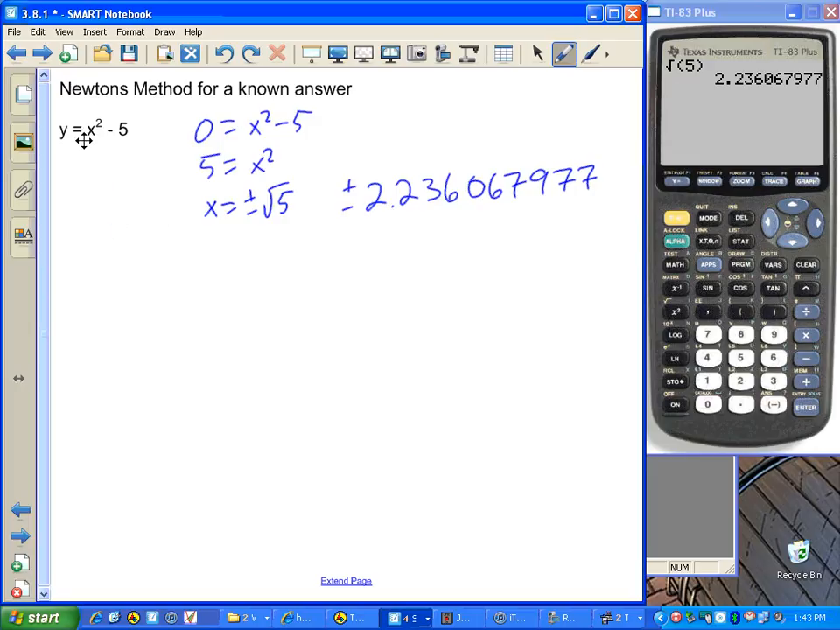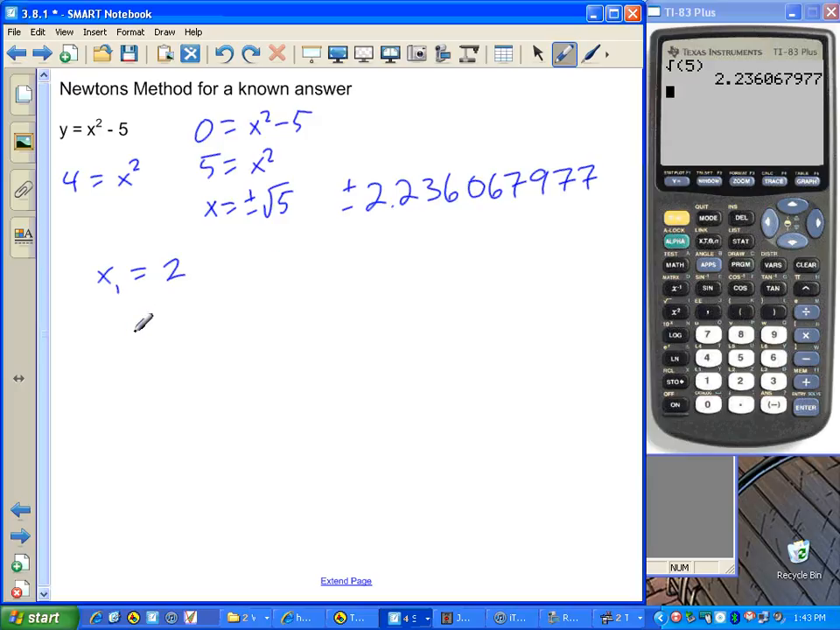So for my first guess, I'm looking at this, and I see x squared minus 5. I want that to equal 0. Well, maybe 5 is pretty close to 4. So to get my first guess, it's got to be close to when this function is 0, which would be at plus or minus 2. So I'm going to pick 2 for my first guess. My x1 is going to be 2.